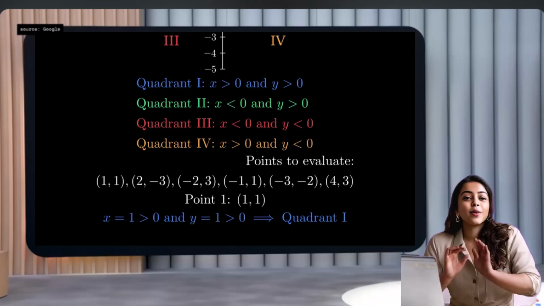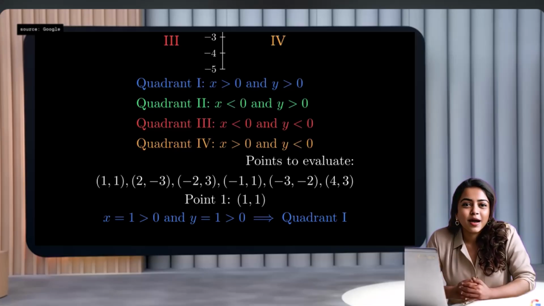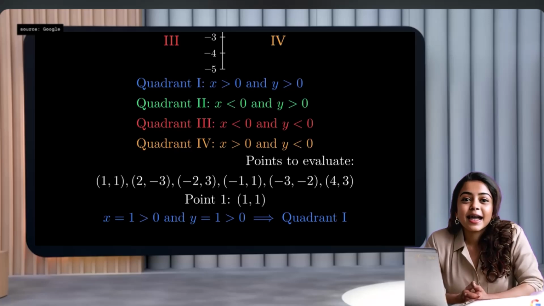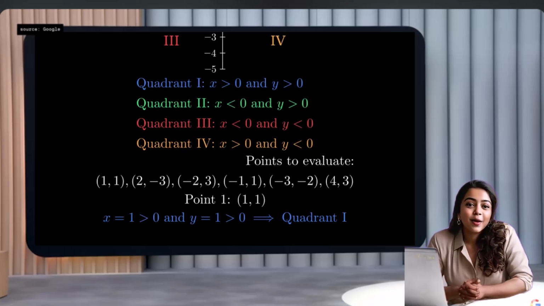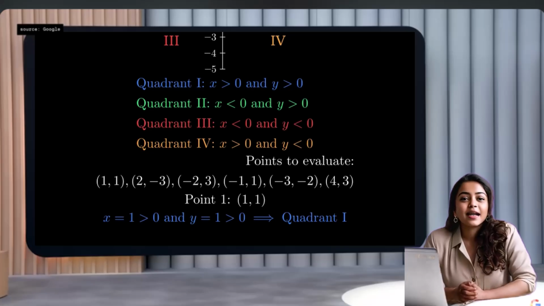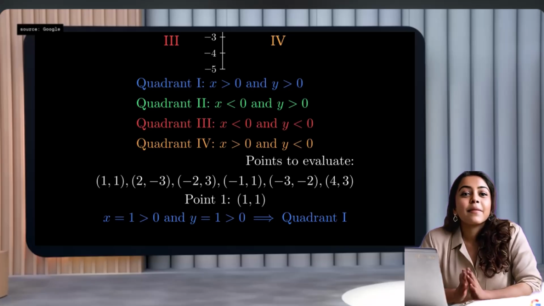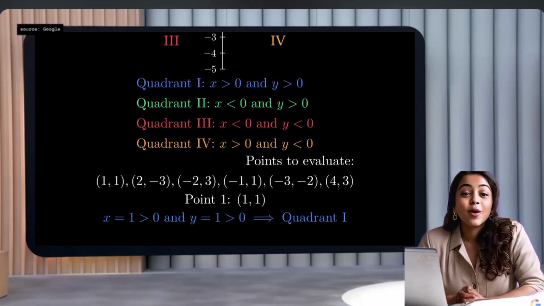Next, we have the point (2, -3). Here's where (2, -3) is located on our coordinate plane. Since x equals 2, which is greater than 0, but y equals -3, which is less than 0, this point lies in quadrant 4. So it's not in either quadrant 1 or 2.